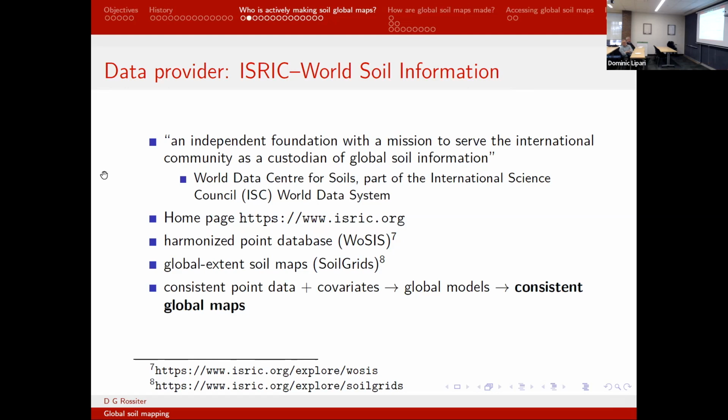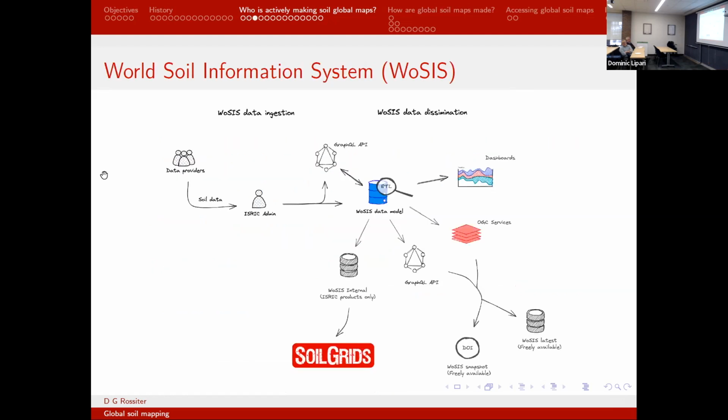So this is our idea: consistent point data plus covariates, which are environmental factors. I'll show you how that works in a minute. We get consistent global maps. And this is our little data model here. We have our data providers. We have our database that we can use for Soil Grids, and we have some various online services, so you can get all this stuff.